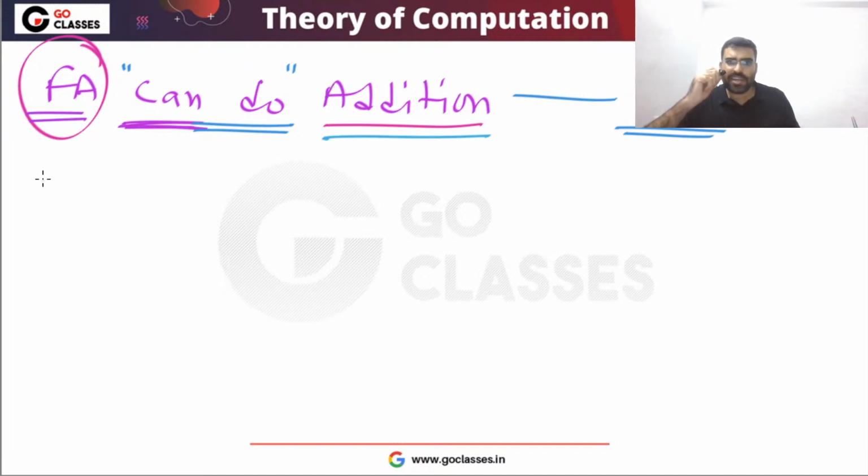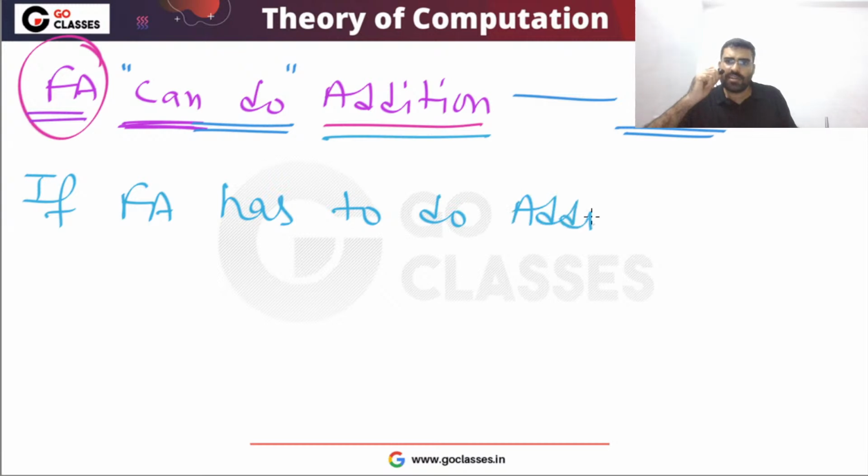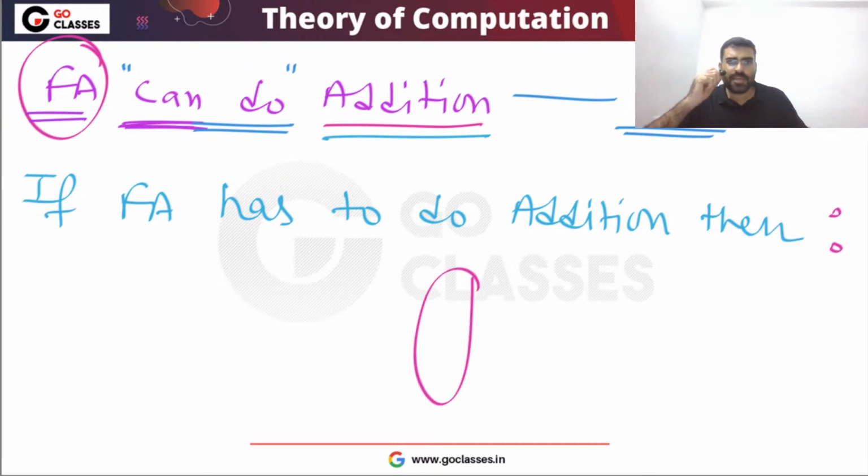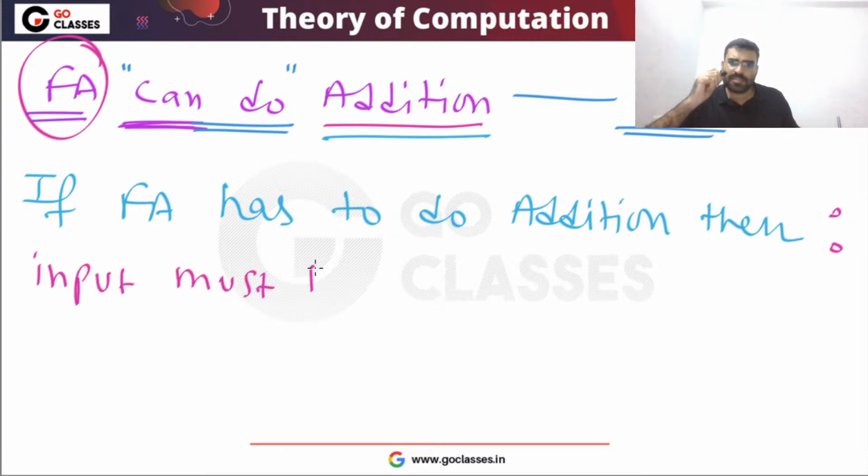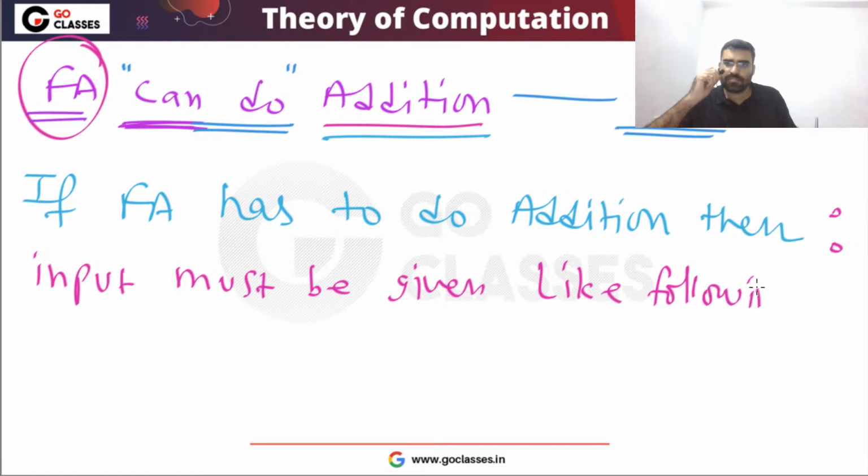If finite automata has to do addition, then what should happen? The input must be given like this. You should give me input like the following.